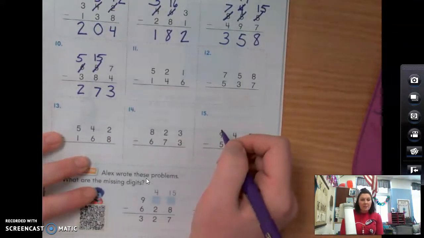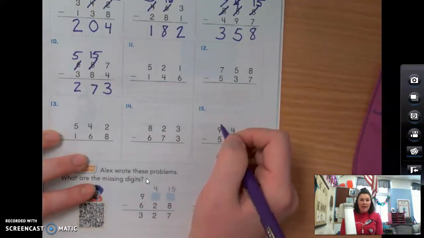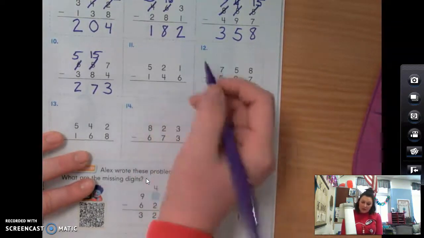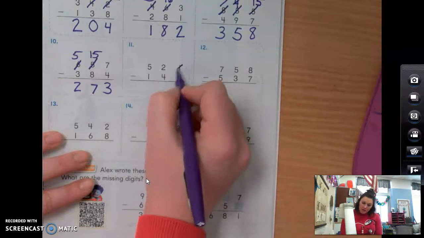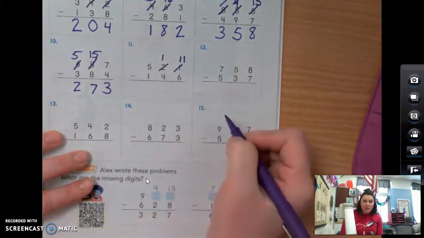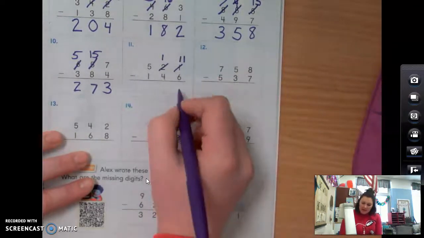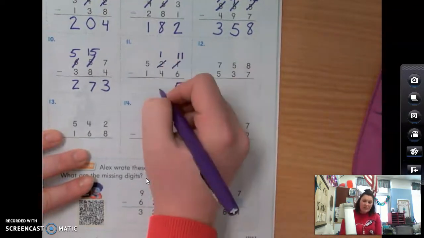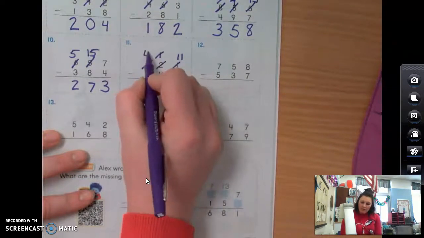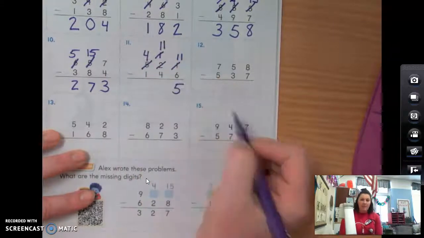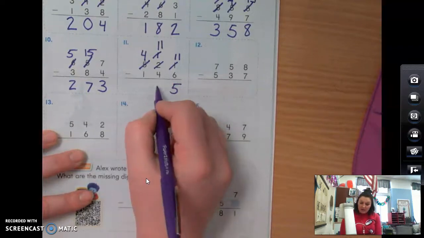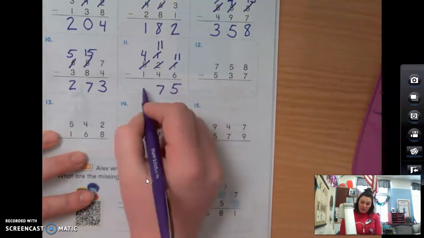Okay. Just by looking at number 11, I can see that it's going to be a double regrouping one. 521 minus 146. So cross out 1, cross out 2. The 2 becomes 1, the 1 becomes 11. Now I can do 11 minus 6, and that is 5. 1 minus 4 I can't do, so cross out the 1, cross out the 5. The 5 becomes 4, the 1 becomes 11. 11 minus 4 is 7. 4 minus 1 is 3.